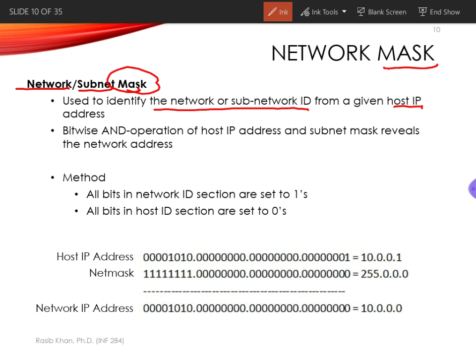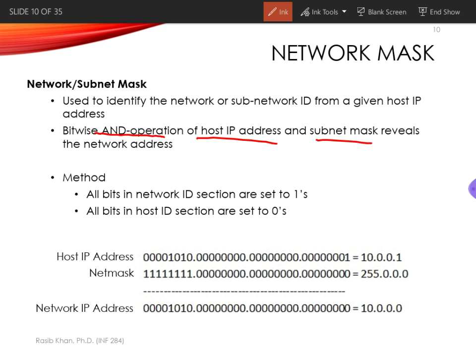So this is just another way that we can extract the network address from a given IP address. Instead of converting everything and looking at the different classes, we can use this to identify the network address, and when we know the network address, we can then go ahead and find the broadcast address as well. And the idea is that we have to perform a bitwise AND operation of the host IP address and the subnet mask.